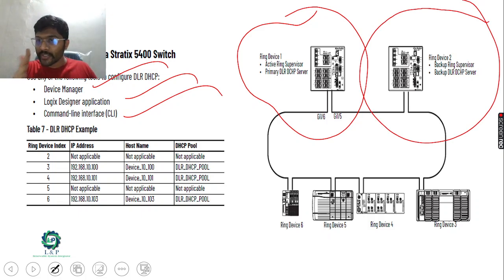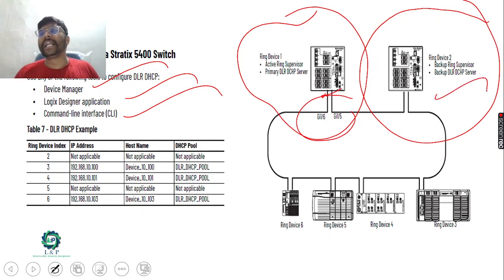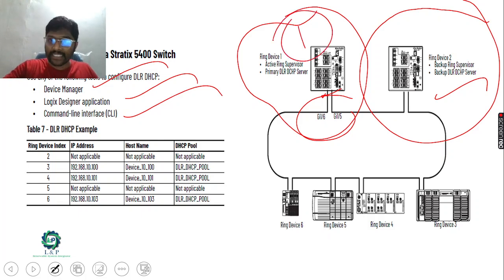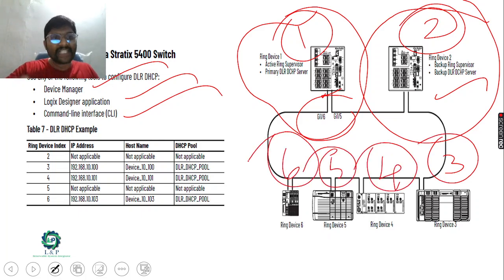What are the 2 ports we are going to connect the entire network with? It will be connected to ports 5 and 6. And we are also enabling the backup DLR DHCP servers. What are the device index numbers that we are going to provide? It will be 1, 2, 3, 4, 5, and 6.